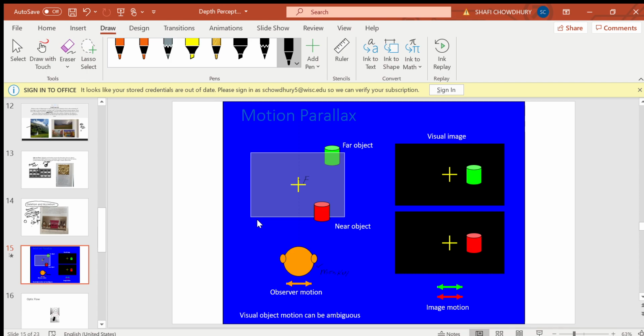Put your two fingers at different distances, and now you move your head right and left. You can see that the near finger is moving in the opposite direction of your head movement, and faster, and the far thing is moving in the same direction but slower, with less movement. So if your head moves this way, the far one will also move this way, but the amount will be less, and the near one will move the other way and faster. Okay, so that is the motion parallax.